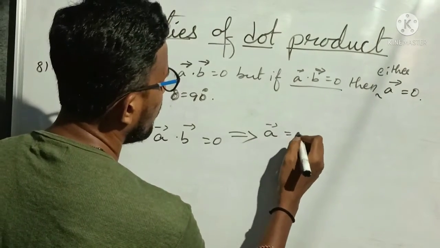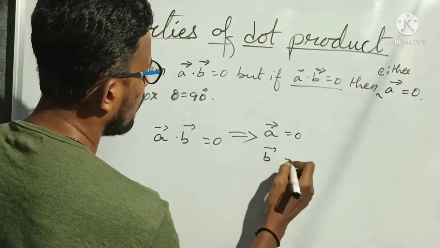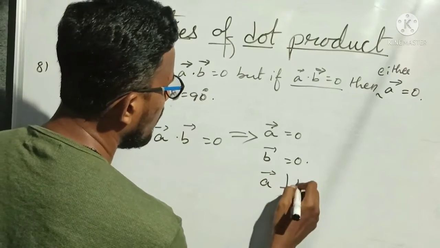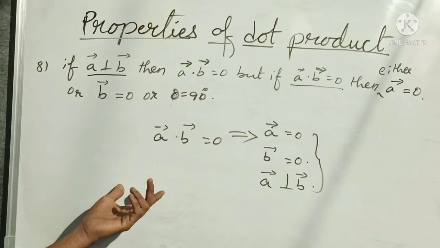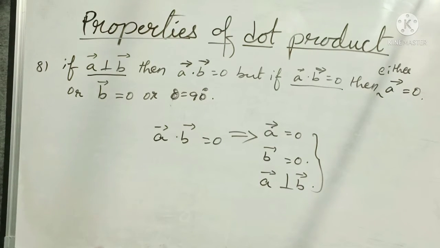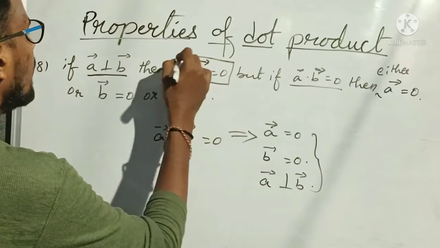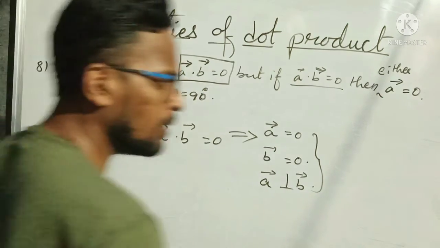That is, either vector A bar may be equal to 0, or vector B bar may be equal to 0, or A bar will be perpendicular to B bar. Understood? Three conditions are possible here. Clear? But if A bar is perpendicular to B bar, then we can directly say that A bar dot B bar is equal to 0. Clear? This is our eighth property.